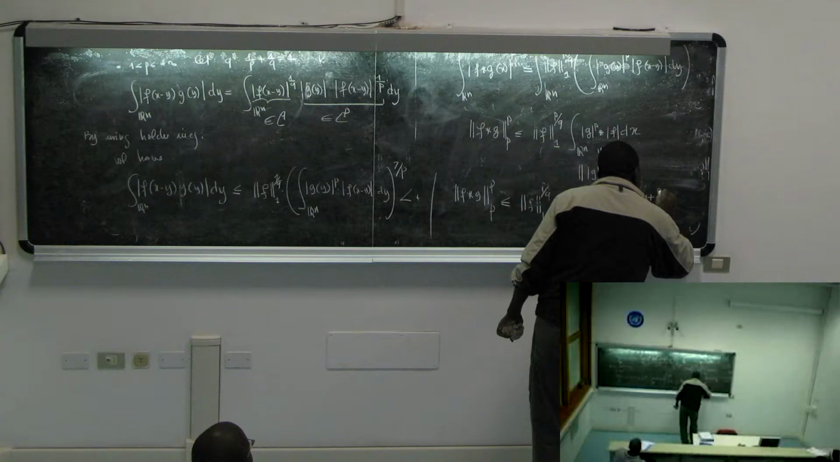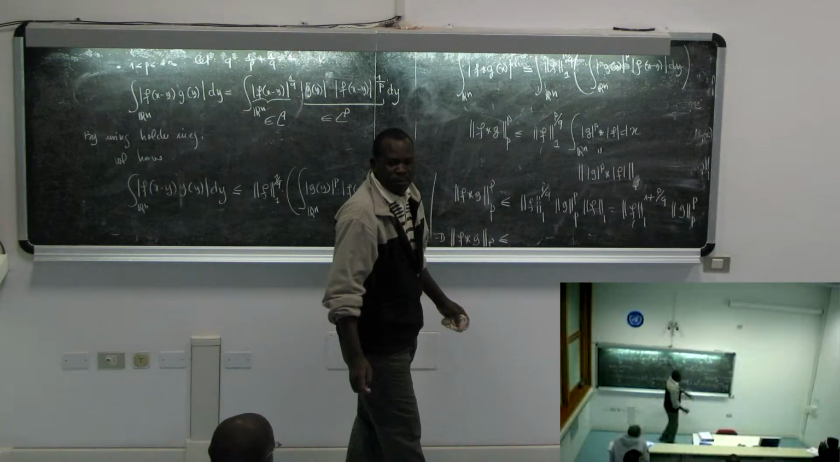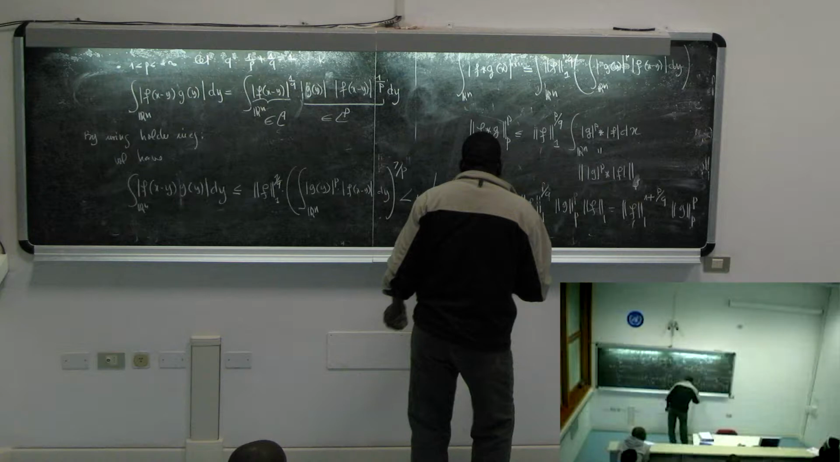G P over P times the norm of F in L1. So this is the norm of F in L1, and I have 1 plus P over Q times the norm of G P over P. And if so, this implies that the norm of F star G over P is less or equal. Now 1 plus P over Q is equal to P, because we have 1 plus P plus 1 over Q is 1. So 1 plus P over Q is equal to P. So I have the norm of F in L1 and the norm of G in LP.